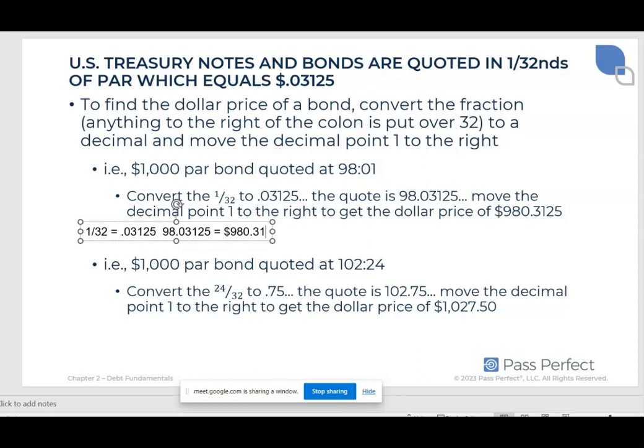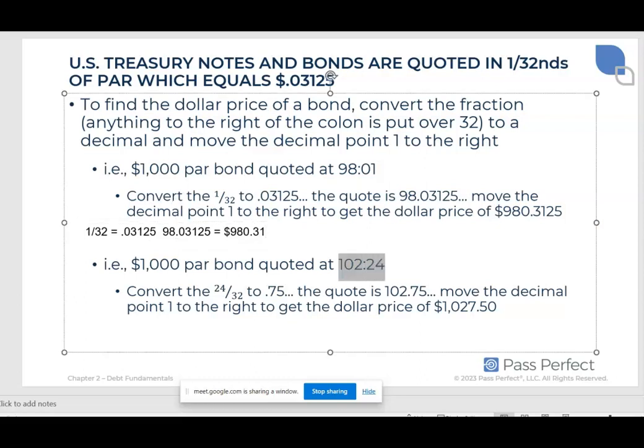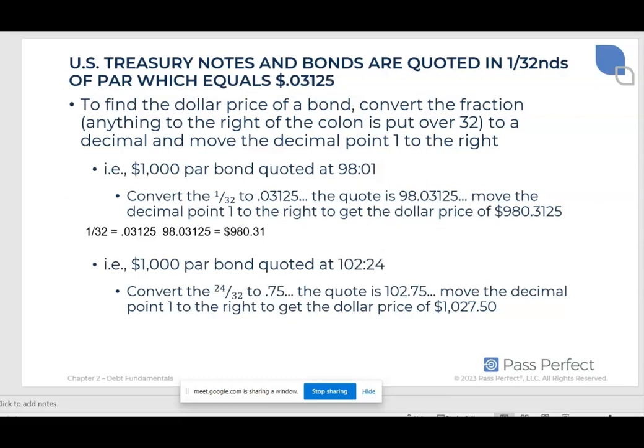This one example here is a premium bond. How do you know? It's greater than 100%. 102:24 or 102.24. Since it's understood that the 24 represents how many fractions of a 32nd, 24 divided by 32, crunch that in your calculator, is 0.75. So therefore the price quote is 102.75 percentage of its par value. Now again, move the decimal point one place to the right: $1,027.50. It's just that simple. With just a bit of practice, that's something you can get down pretty easily.